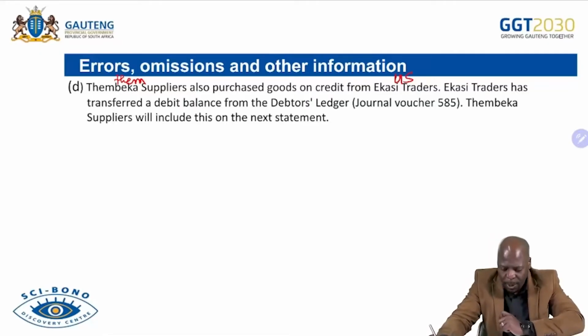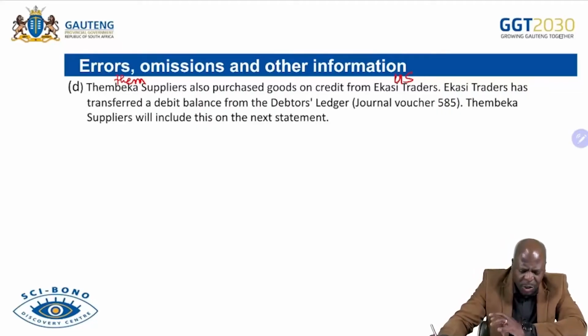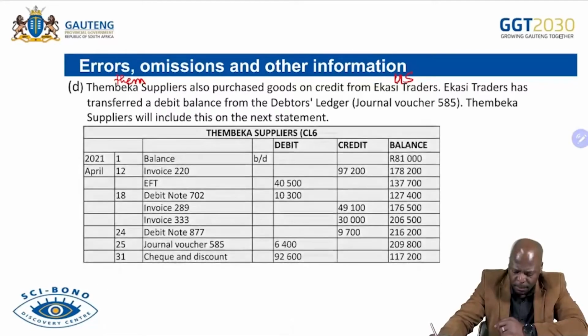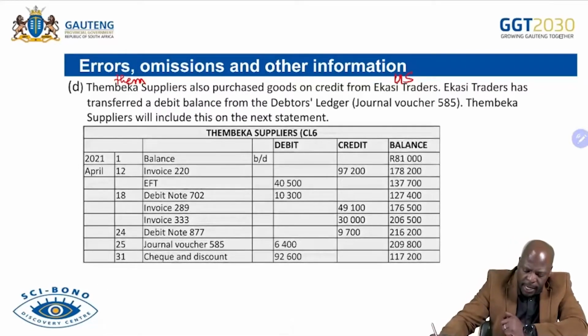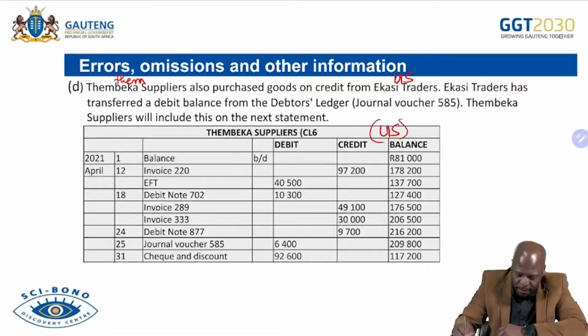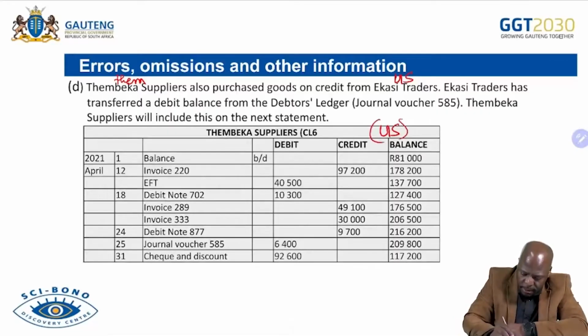Debtors. Please continue following. Ekasi Traders has transferred a debit balance of the debtors ledger, General Voucher 585. Tembeka Suppliers will include this in their next statement. Okay, let's see the figures that are involved here. If we look in our books, this is the ledger. So this is us. We have General Voucher 585, which is for 6,400.